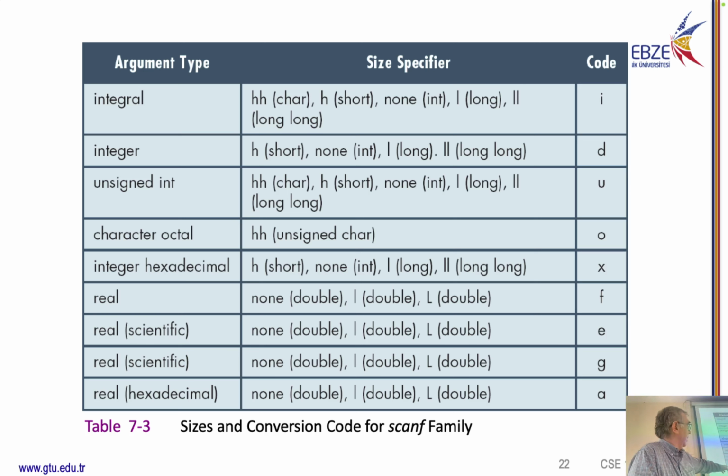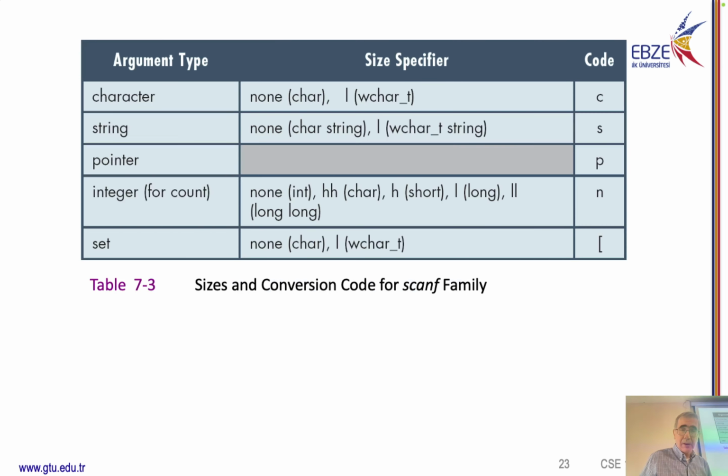We have hexadecimal and scientific G and E, which is less used. O is for octal. C is for character, S for string. String is actually an array of characters. An array of characters is a string. There is a data type called string, but it is not really a data type. It's a pointer to an array of characters. Pointer is P.